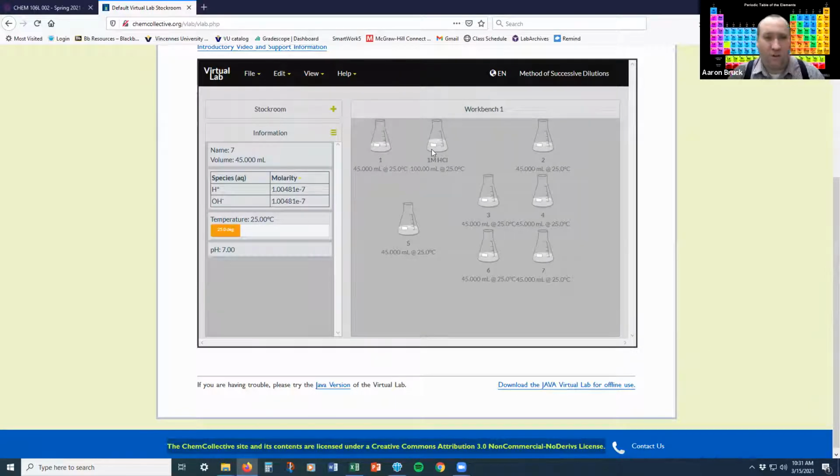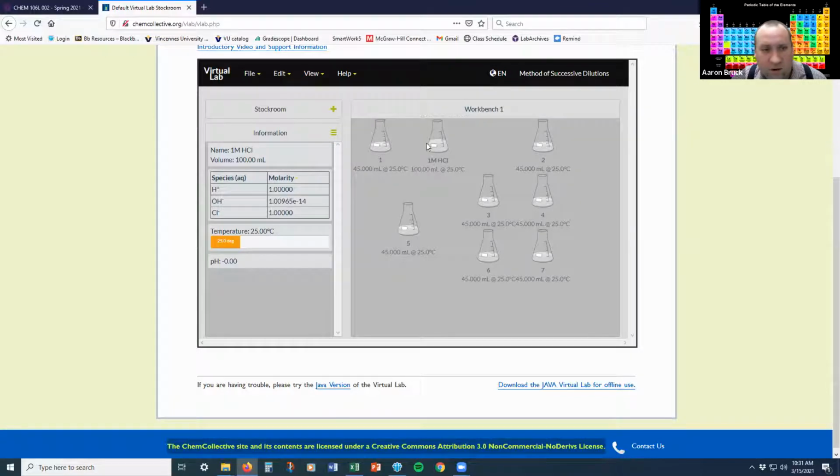And so what you're going to do is, right now, if I click on any of these flasks, I'm going to get the exact same information. My initial concentration of hydrogen and hydroxide are exactly the same. I've got 45 milliliters of water and a pH of 7. But what I'm going to do is a series of successive dilutions, starting with this first one. Now, the first one here, I've got 1 molar hydrochloric acid, and you can see that the 1 molar hydrochloric acid has a molarity of 1.000 and a pH of 0.